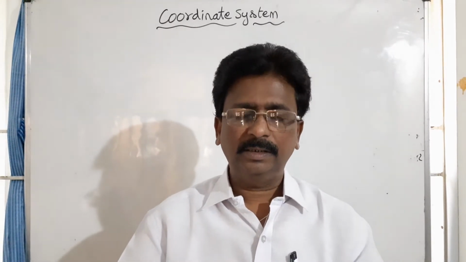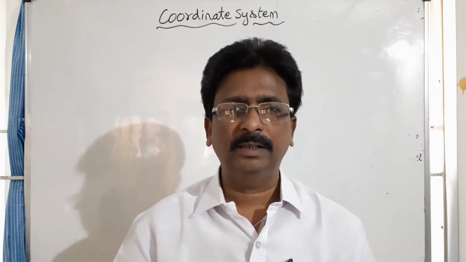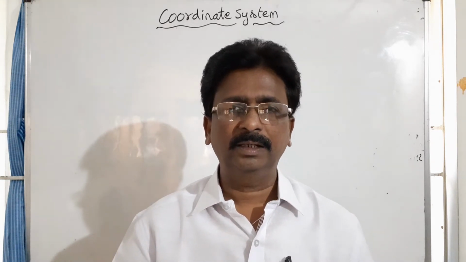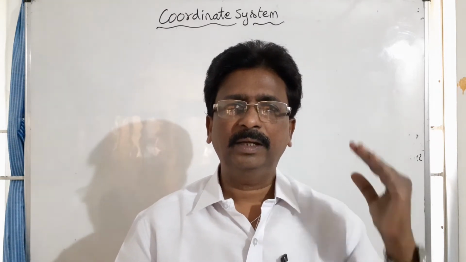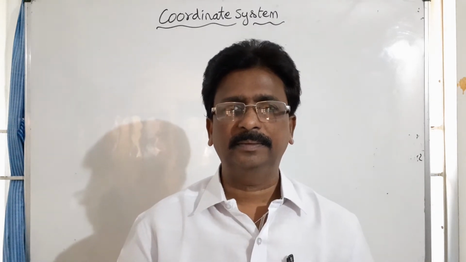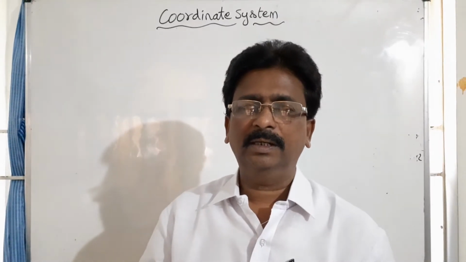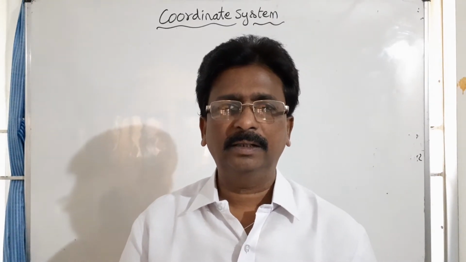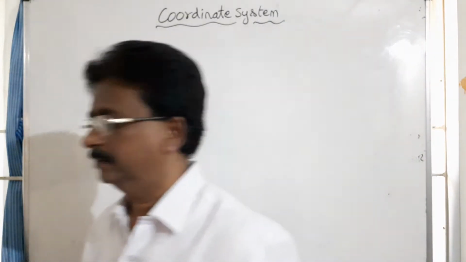The coordinate system has two varieties. One is the two-dimensional coordinate system and the other is the three-dimensional coordinate system. Here we are discussing the two-dimensional coordinate system. Now let us solve one question. It is related to the section formula. I will write the question.